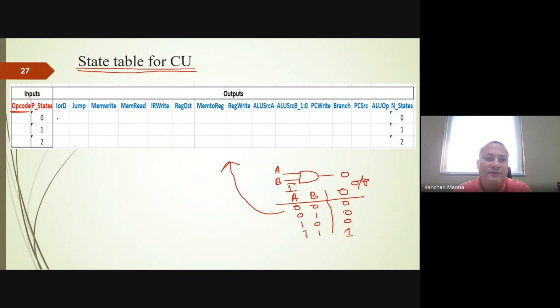Okay, so in this way we can fill this value. If it is the fetch state, then we just saw 0, right? And then the jump, that is also 0. Memory write is 0, memory read is 1 because we are reading the instruction, right? So in this way you can fill this table, and this is for, let's say, state 0. After filling these values, we can say go to state 1.